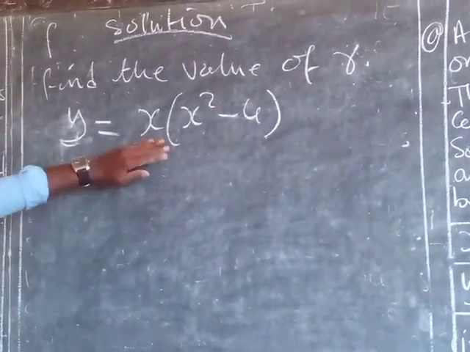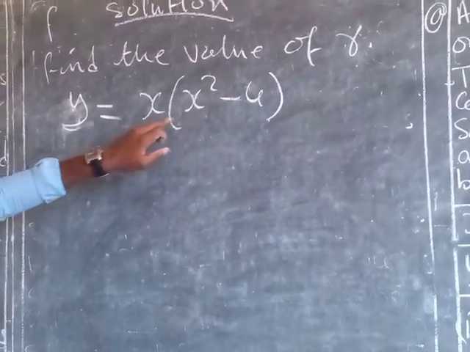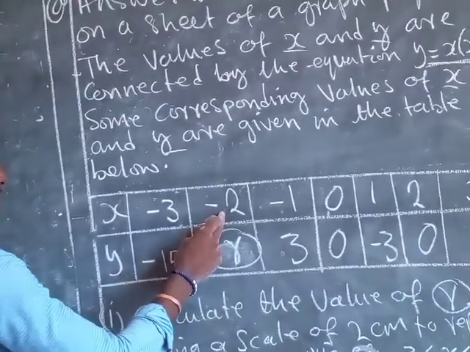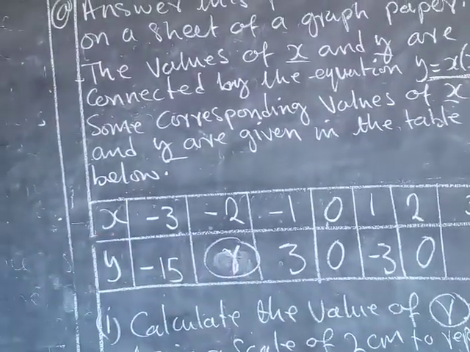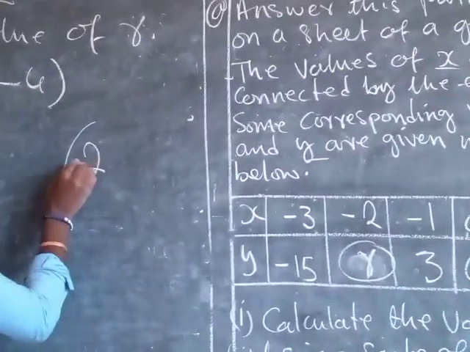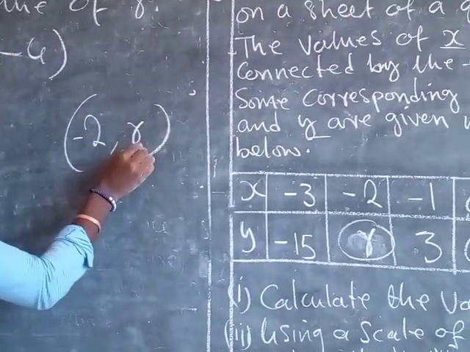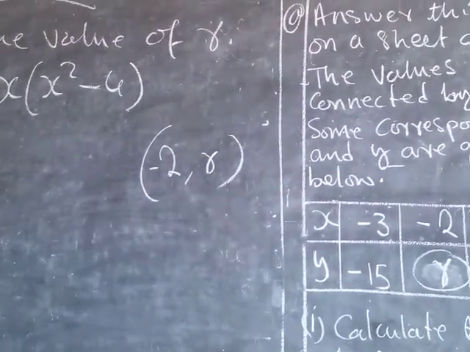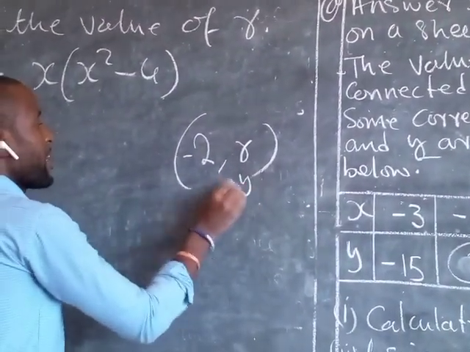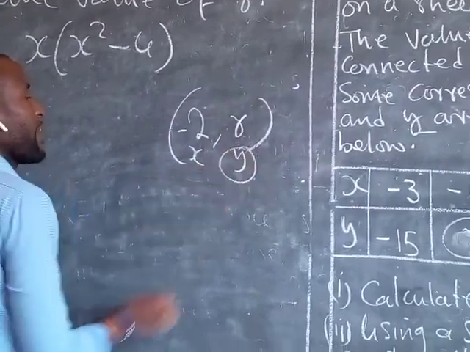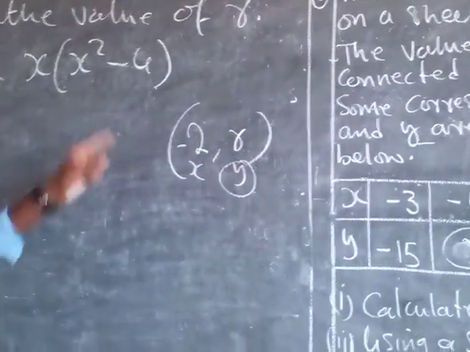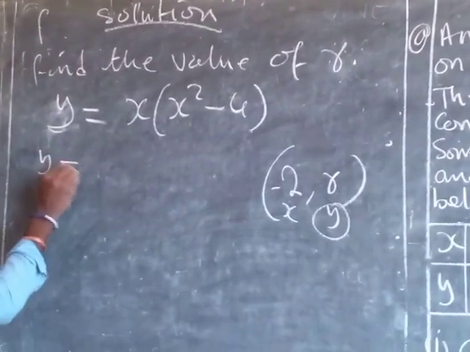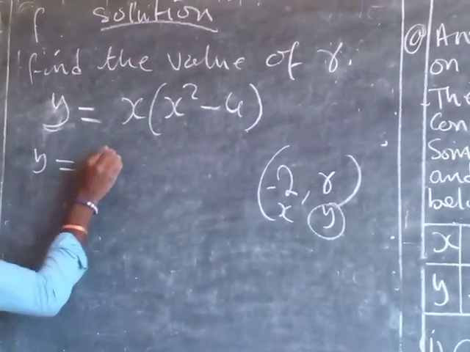Having known this equation, you need to know the coordinates for x. Here, you can see you have been given -2, r. We need to find what r is. The best way to find r is by replacing x in the equation. We know already that this is the y and this is my x. So we need to find what y is, and that will be our r, by simply replacing my x in the equation. So y is equal to, my x is -2.